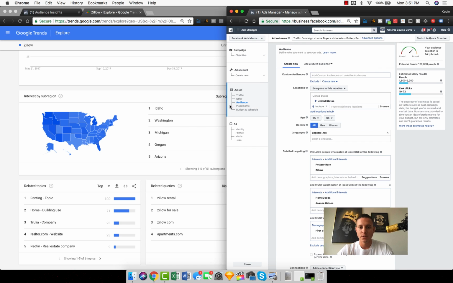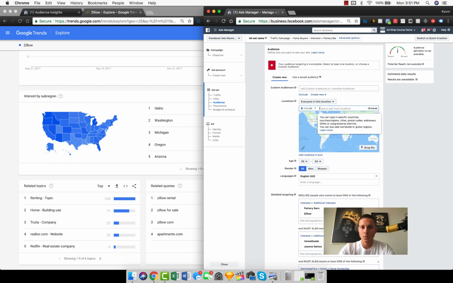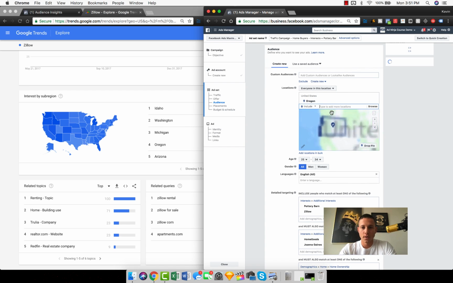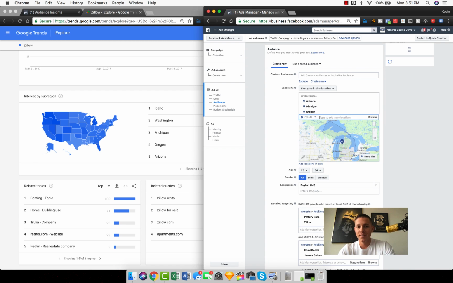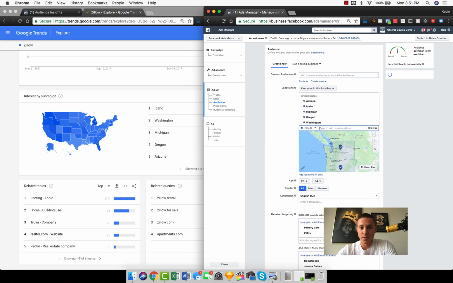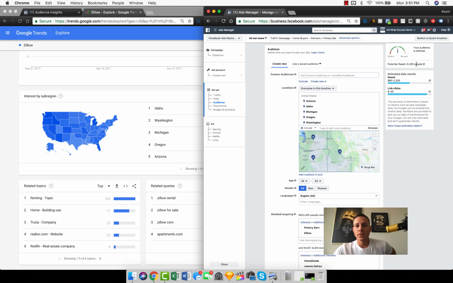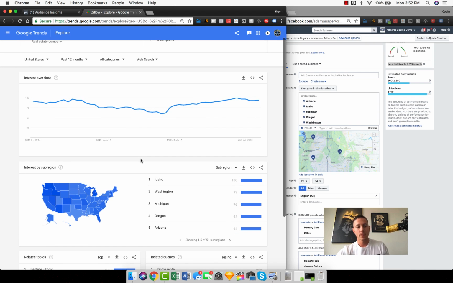And so now, instead of just targeting straight up the United States, we're going to target people who are in Oregon, Arizona. I'm doing this so backwards. Sorry. Washington and Idaho. I just did Oregon first because it's where I'm from. And so now, it went from 100,000 people down to 9,200, which obviously makes sense because we're targeting 5 states out of 50. And so it's 1/10 of the amount of states, which means it's 1/10 of the potential reach. But these states have been shown to be more likely interested in Zillow.